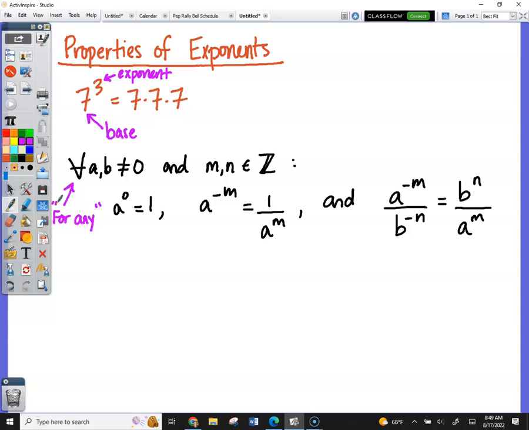We don't use the for any symbol very much. I just like to use it every now and then because you may see it in higher math classes, so why not go ahead and expose you to it now. If you don't like the symbol for any, then just write the words for any. It's a fancy way of saying, hey, pick a number, any number, doesn't matter. And then there is a rule. It can't be 0. And then for M and N, pick any number as long as it comes from the integer family. So we have three rules here.